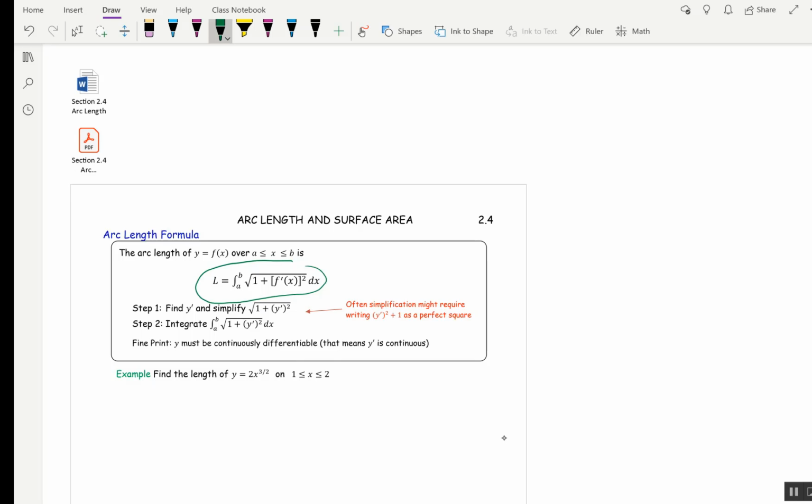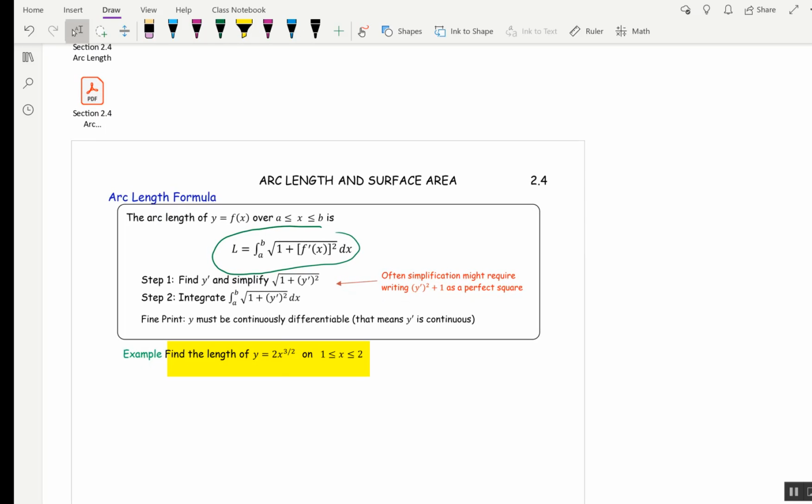Find the length of y equals 2x to the 3 halves on the interval from x equals 1 to 2. Okay, we're going to need y prime. So we'll bring a 3 halves down. That cancels with the 2, and that gives us 3x to the, subtract 1 from the exponent, new exponent is 1 half.